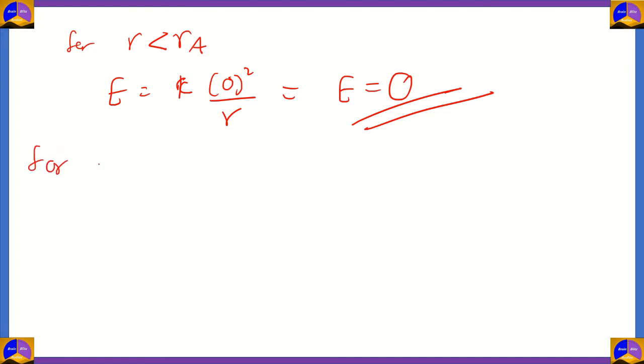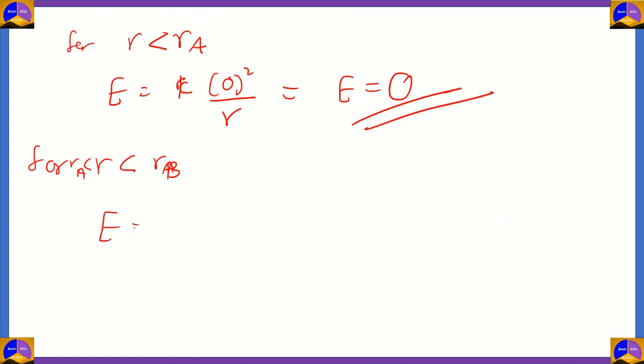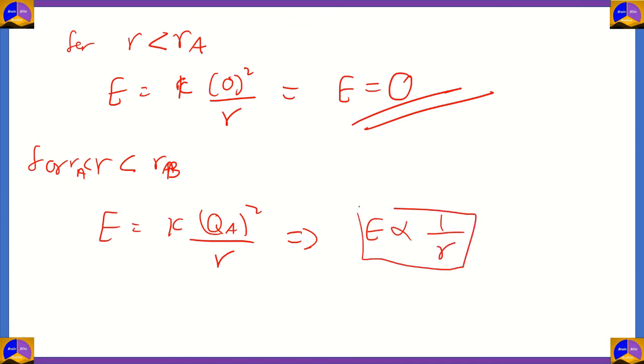Now, what happens if you have R greater than RA, but less than RB? So let's say this was the radius that was given to us. In this radius, the charge is enclosed. The enclosed charge will be the charge on the spherical shell A. So therefore, you would have E equals K times QA squared divided by R. So the electric field here is inversely proportional to R. And in the first case, E is equal to 0.